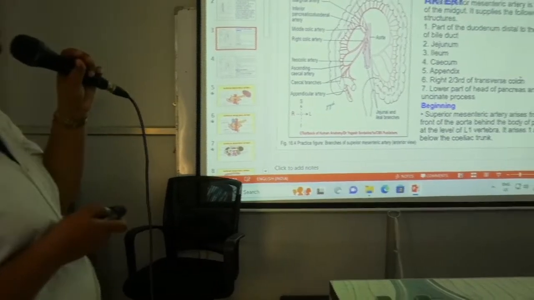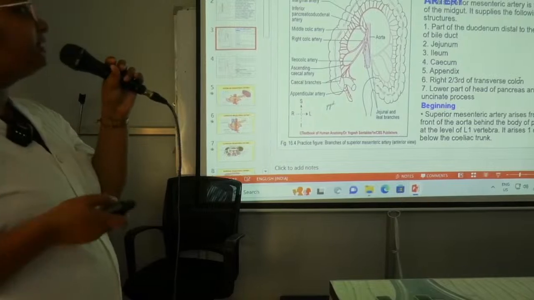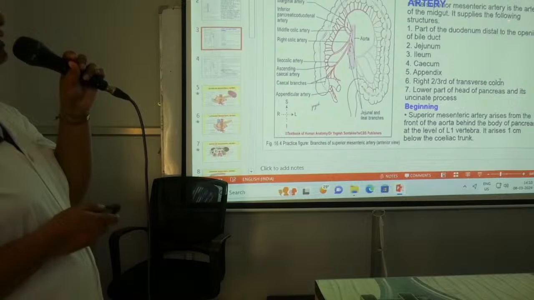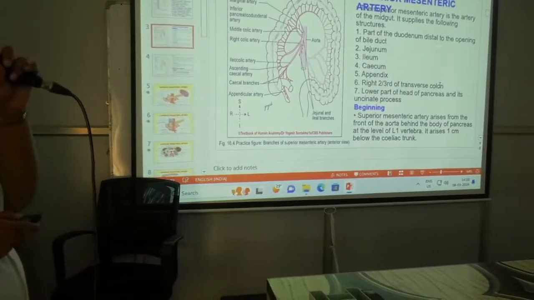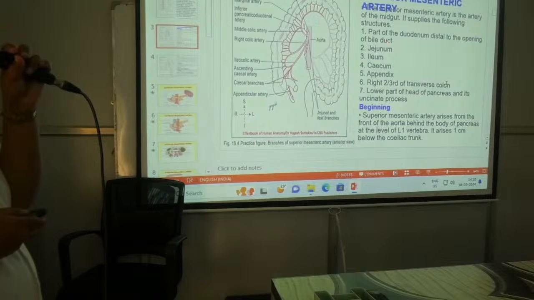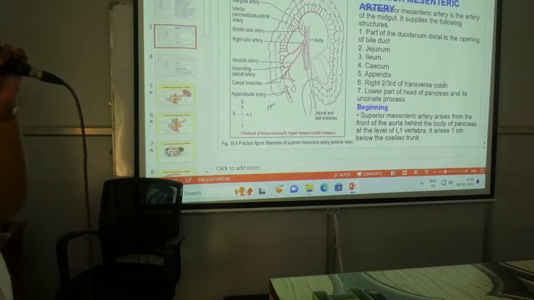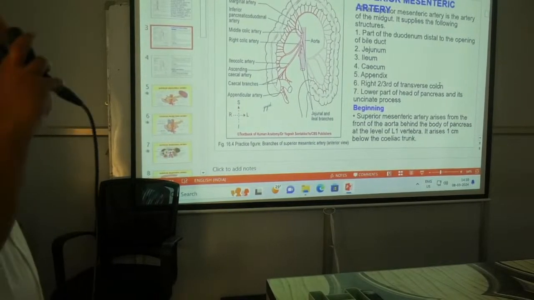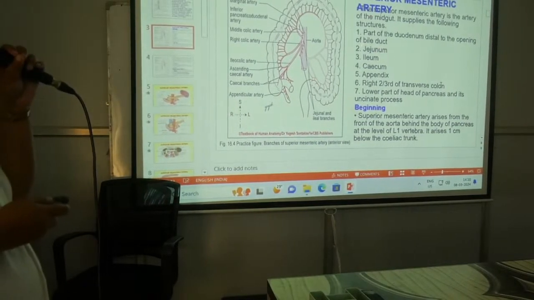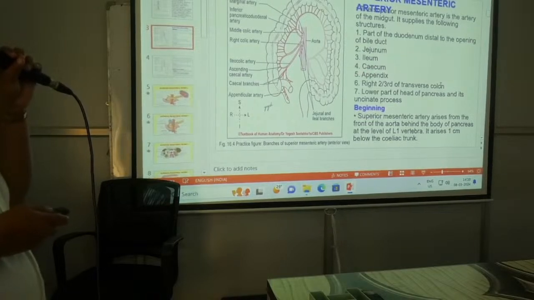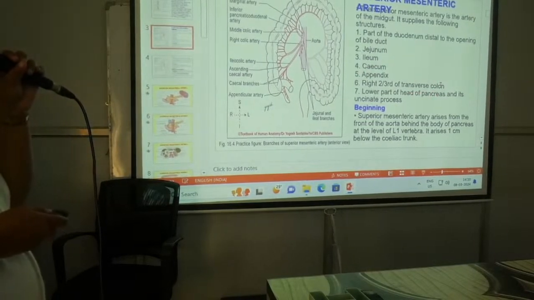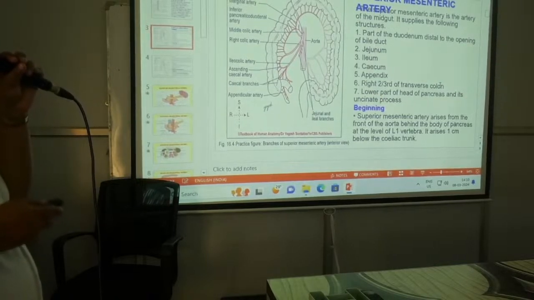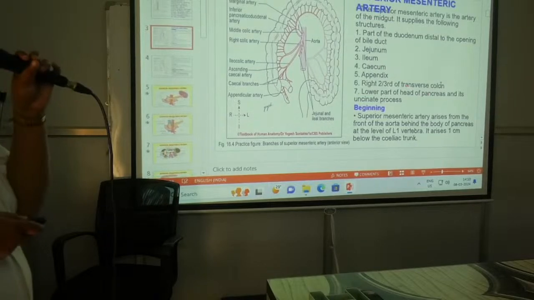Okay. So the superior mesenteric artery is the artery of the midgut. Which structures will it supply? It supplies these structures: the part of the duodenum distal to the opening of the bile duct, that is distal to the mid part of the second part of the duodenum, distal to the ampulla of Vater or major duodenal papilla. Then jejunum, ileum, cecum, appendix, right 2/3 of the transverse colon, lower part of the head of pancreas and its uncinate process. All these are supplied by the superior mesenteric artery.